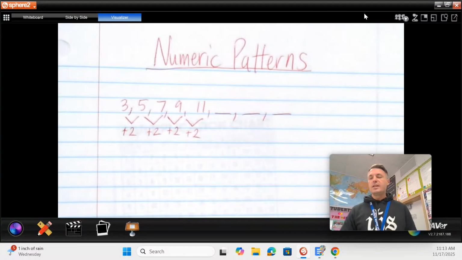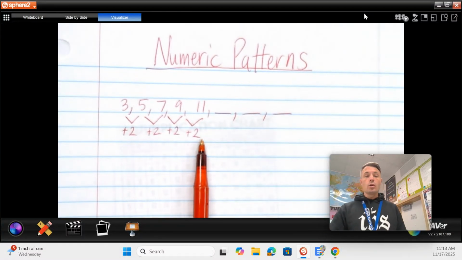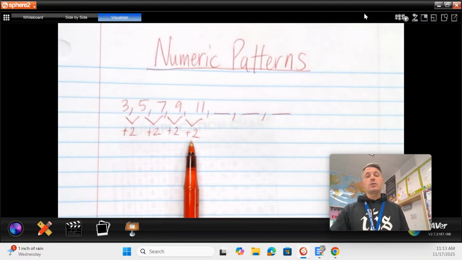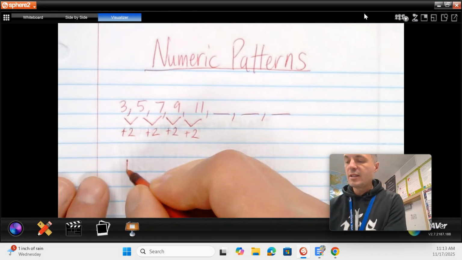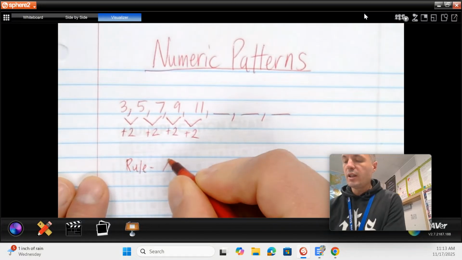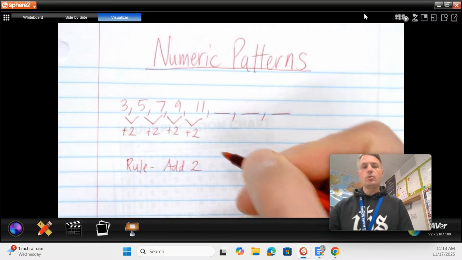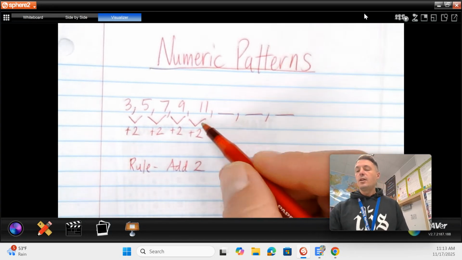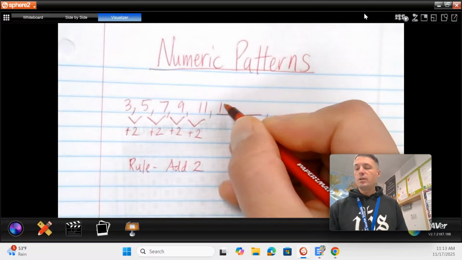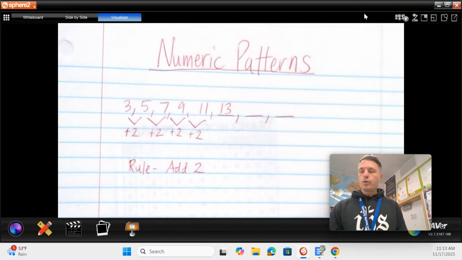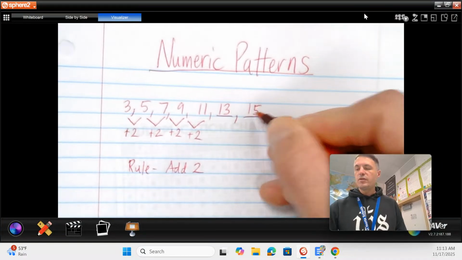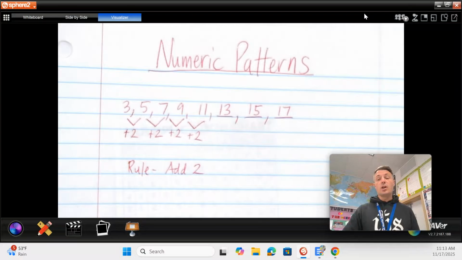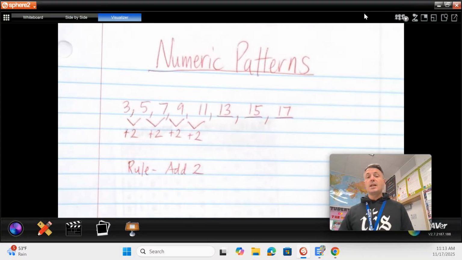Since add 2 works to get from one number to the next in the entire pattern so far, we know that's the rule. The rule is add 2. And so we can use that rule to extend the pattern. 11 plus 2 is 13. 13 plus 2 is 15, and 15 plus 2 is 17. So that's all you're doing in today's lesson.